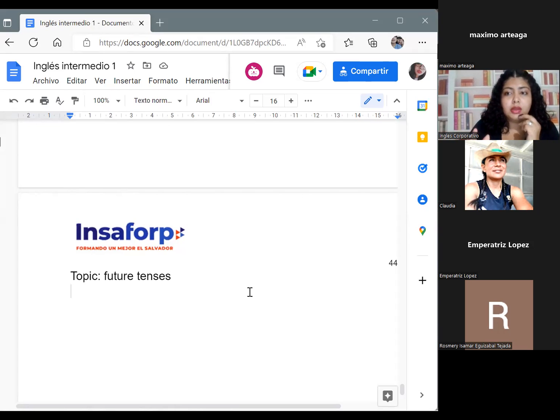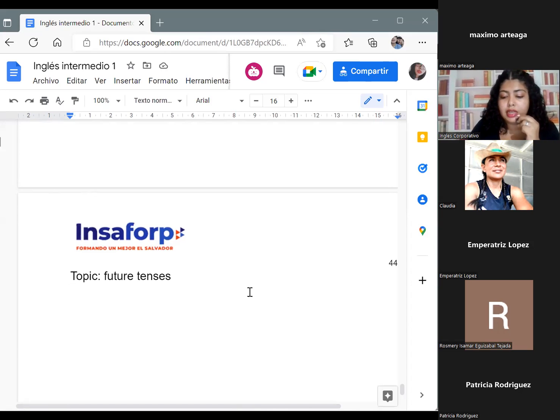So the first thing that we are going to do is to have a revision of the important points about the simple future. Then we are going to have the general information about the simple future. Then we are going to see the form, or the things that we need to know about this tense. Then we are going to see some examples, and after that we are going to learn about the uses of that tense.